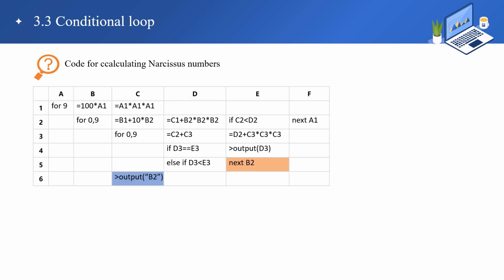If the code changes to this, when E5 code is next B2, C6 will not be executed. If it is break, C6 will still be executed. You can try it and understand the difference by yourselves.